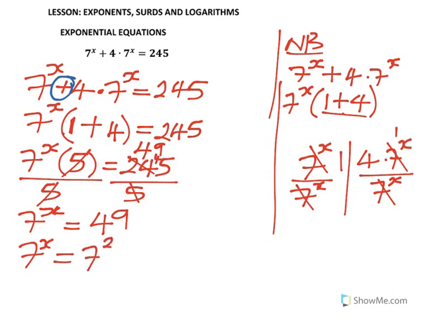Why am I doing that? I want to match the bases, because the trick is in matching the bases. If the bases are the same, therefore x is equal to 2. Then that becomes the answer. You can test your answer like in the previous method. When there is x, you put your value of 2 there. You put a value of 2, you will find that it will give you 245.